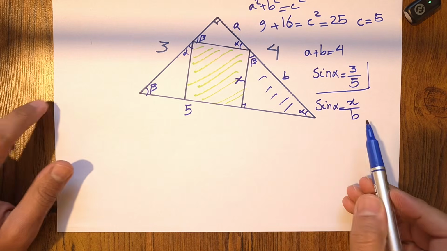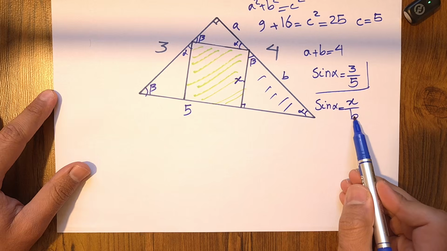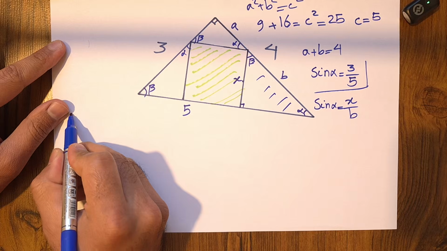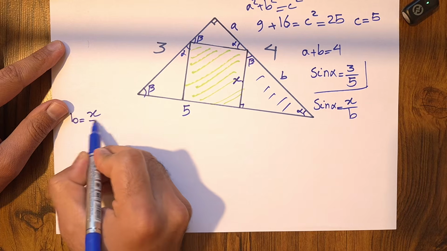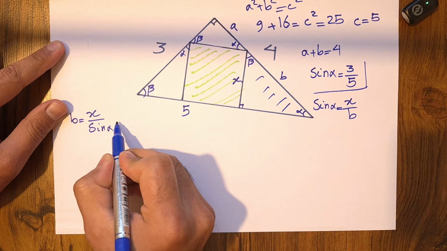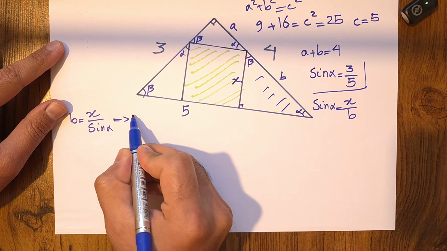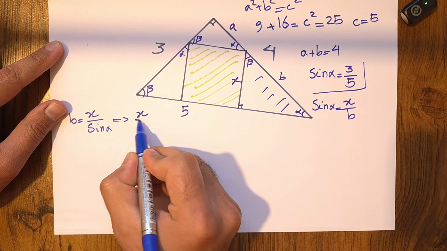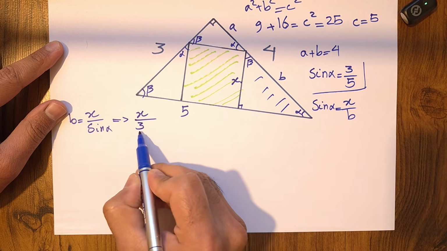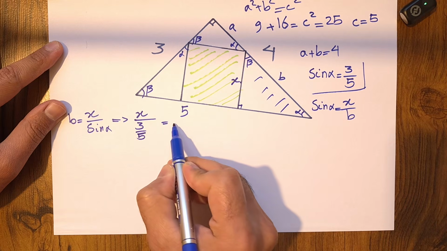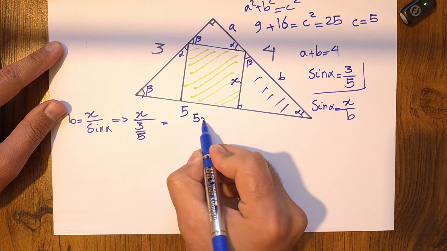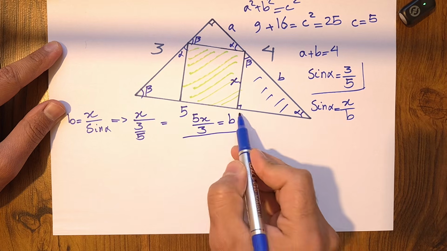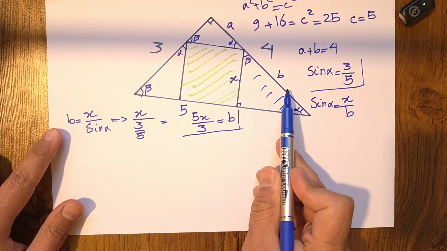I think that's now easy and obvious. We can express b in terms of x. So let me write it down here. b equals x over sine alpha. In other words, b equals x over sine of alpha, which was 3 over 5. Let's simplify that: 5x over 3 equals b. So this is the value of b in terms of x.